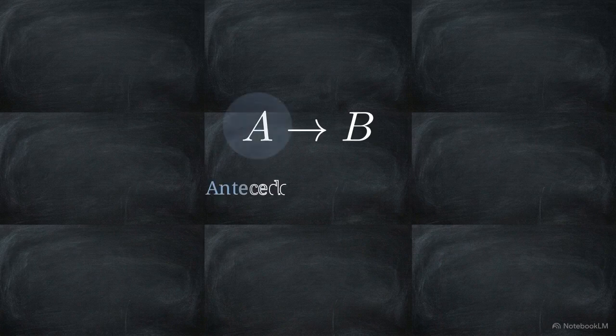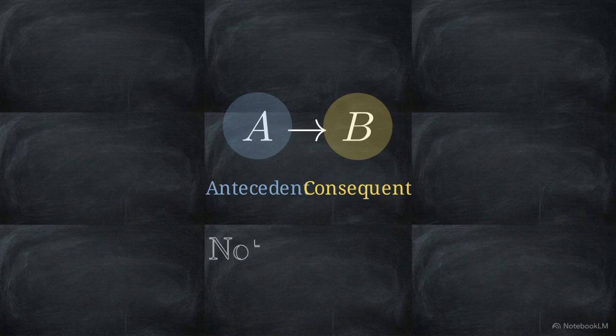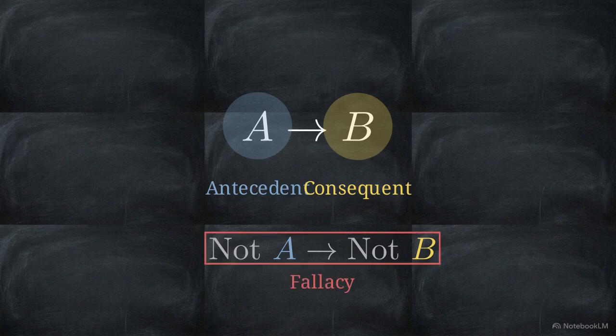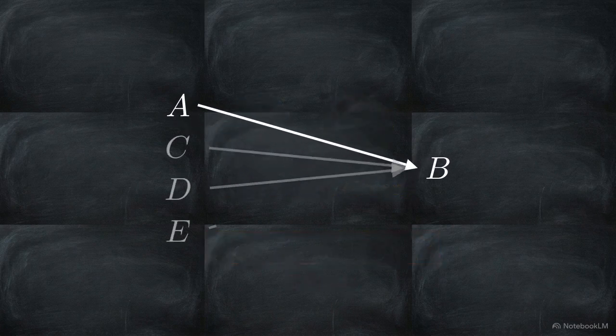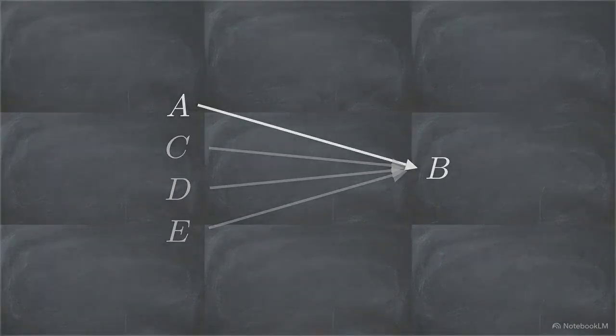In this equation, the first part, A, is called the antecedent. The second part, B, which follows the then, is the consequent. The error happens when an arguer states that A did not occur and concludes that B therefore cannot occur. This is called denying the antecedent. It fails because it treats A as the exact and only way to get to B, completely blinding the arguer to any alternative causes.